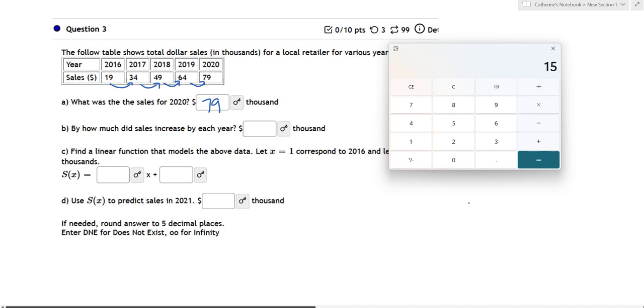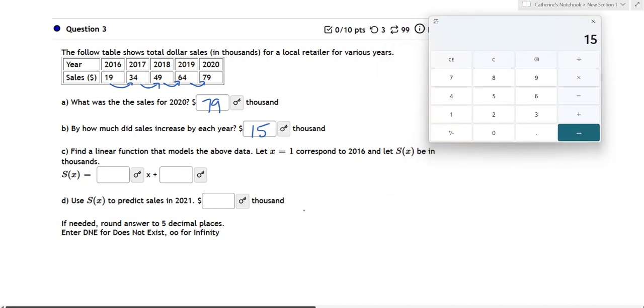And just to see, so that's the answer, 15 for part B. But just to kind of see, 49 minus 34, also 15. 64 minus 49, also 15. 79 minus 64, also 15. So since it's increasing by exactly the same thing each year, we know that this is linear. This is a linear relationship between the year and the sales.